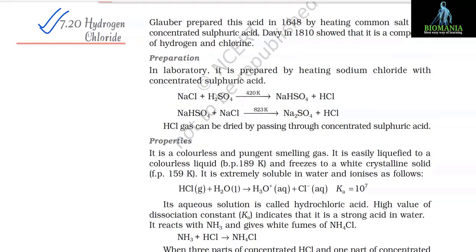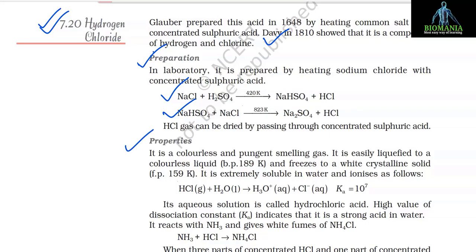7.20 Hydrogen chloride. Glauber prepared this acid in 1648 by heating common salt with concentrated sulfuric acid. Davy in 1810 showed that it is a compound of hydrogen and chlorine. Preparation. In the laboratory, it is prepared by heating sodium chloride with concentrated sulfuric acid. NaCl + H2SO4 at 420 K gives NaHSO4 + HCl, and NaHSO4 + NaCl at 823 K gives Na2SO4 + HCl. HCl gas can be dried by passing through concentrated sulfuric acid.